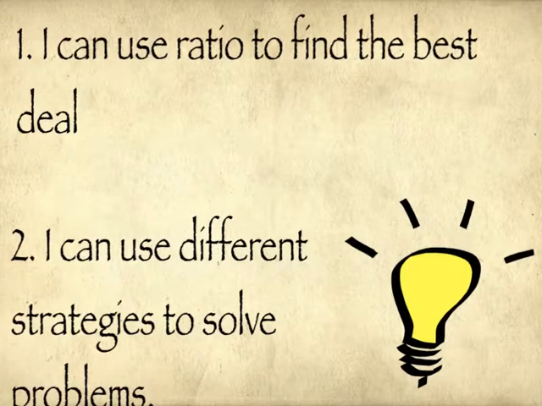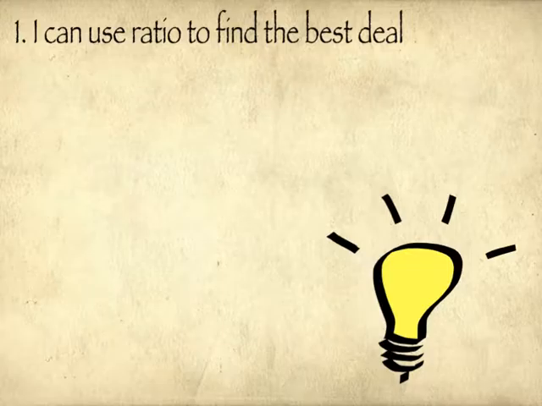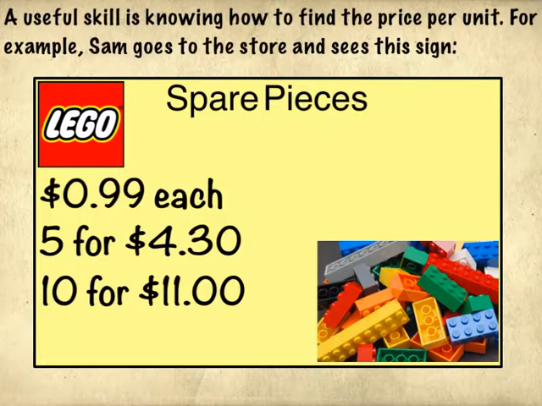So in today's lesson, we're going to discuss how to use ratio to find the best deal, and also how you can use different strategies to solve problems. So we'll start with finding the best deal, which is a very useful skill to have. And this is going to come down to finding the price per unit.